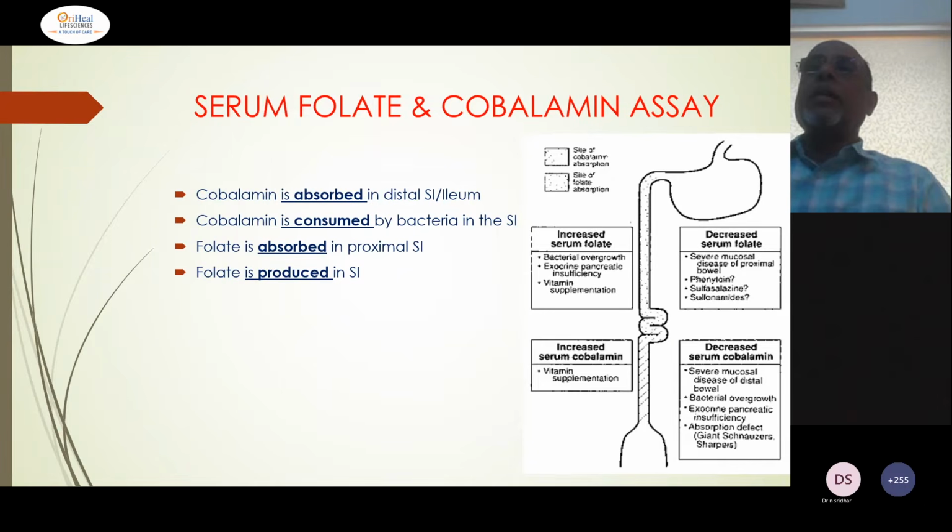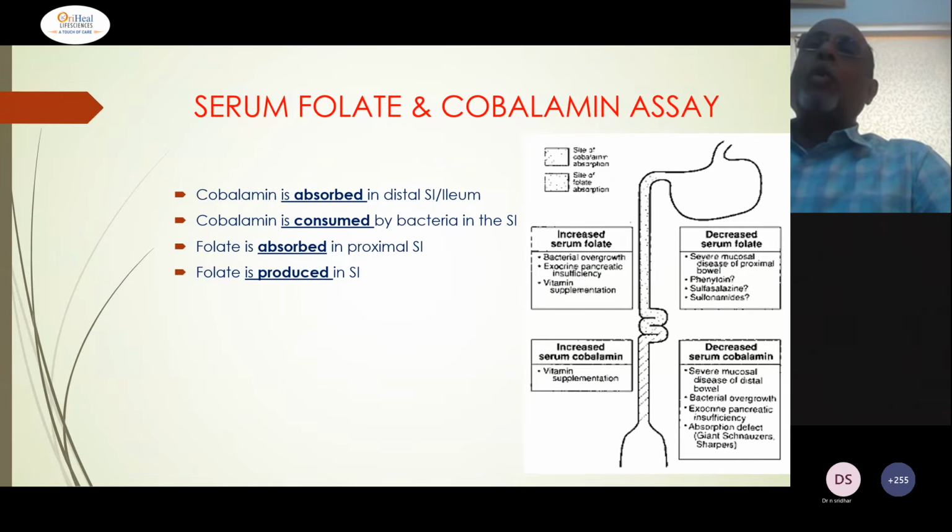Serum folate and cobalamin. Cobalamin is absorbed in the distal small intestines. It is consumed by the bacteria in the small intestines. Folate is absorbed in the proximal small intestines, and folate is produced in the small intestines.